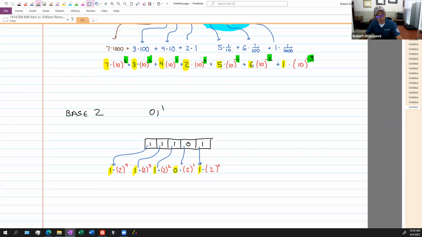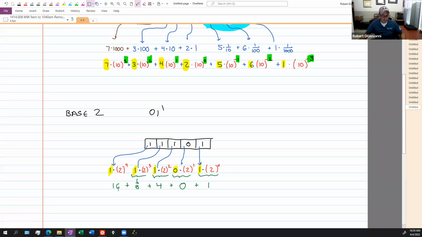What is 2 to the 0, by the way? 2 raised to the 0 is 1, isn't it? Okay, so this really means I have 1, so that's a 1. Plus, now here, I have 0 of these, so I don't have any of those. Plus, okay, what's 2 squared? 4, and I have 1 of those, so I have a 4 here. Plus, okay, 2 cubed is 8, and I have 1 of those. And then here, 2 to the 4th is 16, and I have 1 of those, 16.